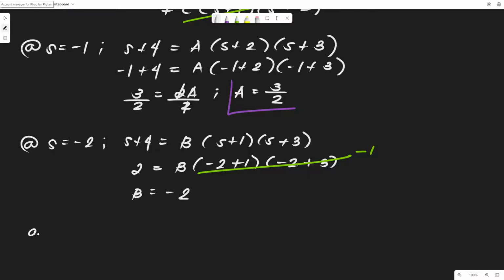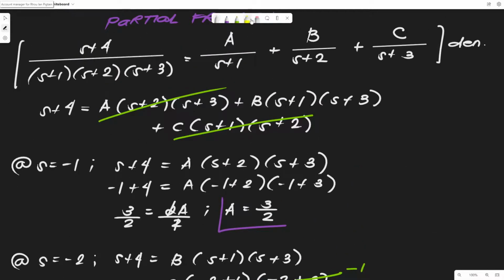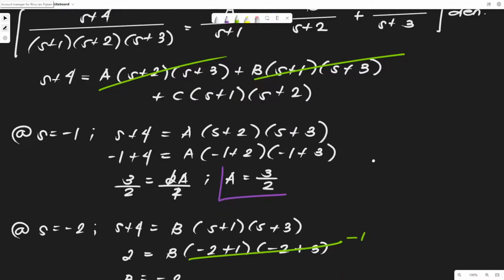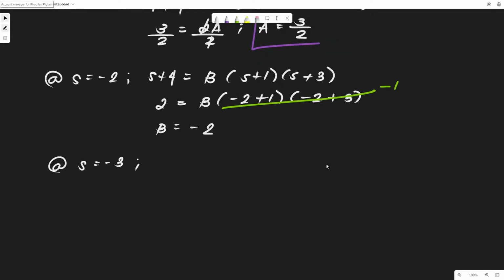Okay, next. At s is equal to negative 3 naman kasi may s plus 3 tayo, di ba? So, instead na si a and c, si a and b ngayon ang mawawala kasi may s plus 3 sila parehas. So, ang mako-compute natin is si c. So, we have negative 3 plus 4 is positive 1 is equal to c times s plus 1, that is negative 3 plus 1, so that is negative 2.